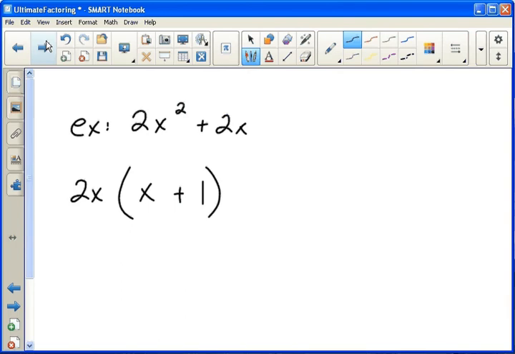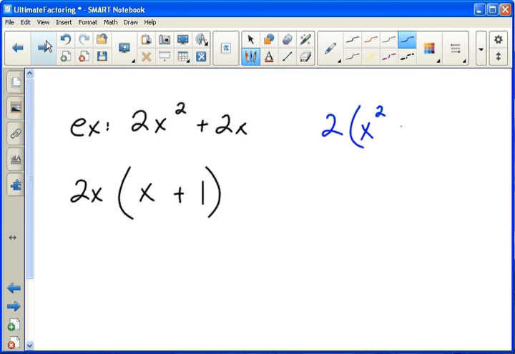You can check that by multiplying it back out or distributing if you want. But I wanted to use this example to show you what happens if you don't notice everything that can be pulled out. Sometimes you may not immediately recognize what the greatest common factor is. So for example, let's say when I started this problem, instead of realizing that there was a 2 and an x in common, all I noticed was that there was a 2 in common. So then I might have done this. I might have said, okay, I pull a 2 out front, and that leaves me with x squared plus x.